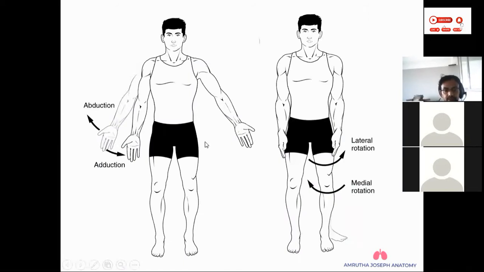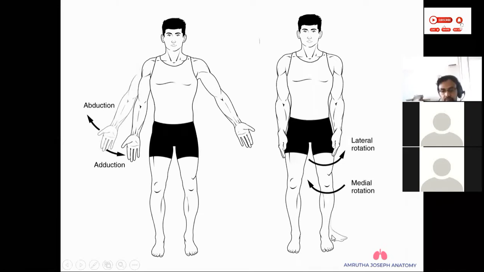Other movements, these are already done. Again, a revision. Any movement away from the midline is abduction. Any movement towards the midline is adduction. So abduction and adduction happen in the shoulder joint. Here, rotation can be seen. Lateral rotation is when the limb is rotating away from the median plane, and the opposite is medial rotation. This is possible in the lower limb and the upper limb.